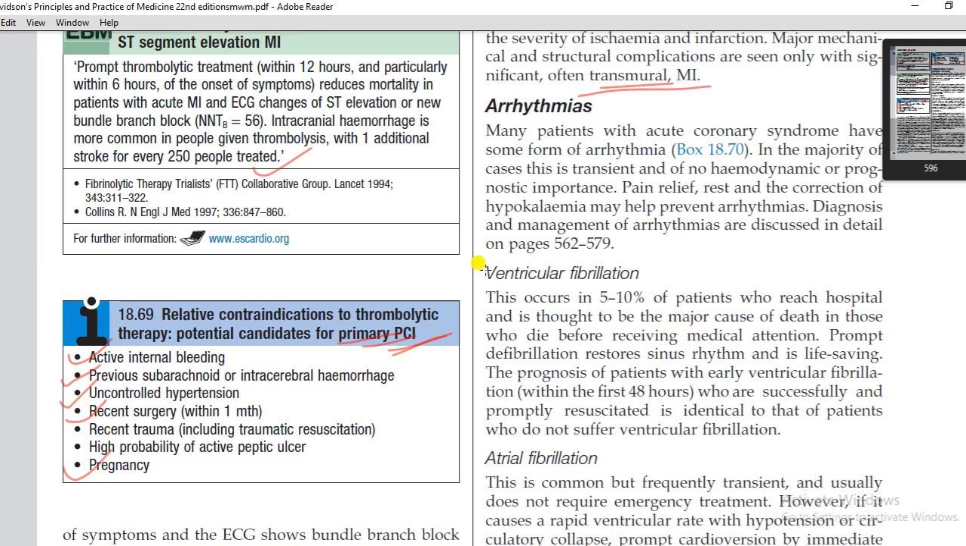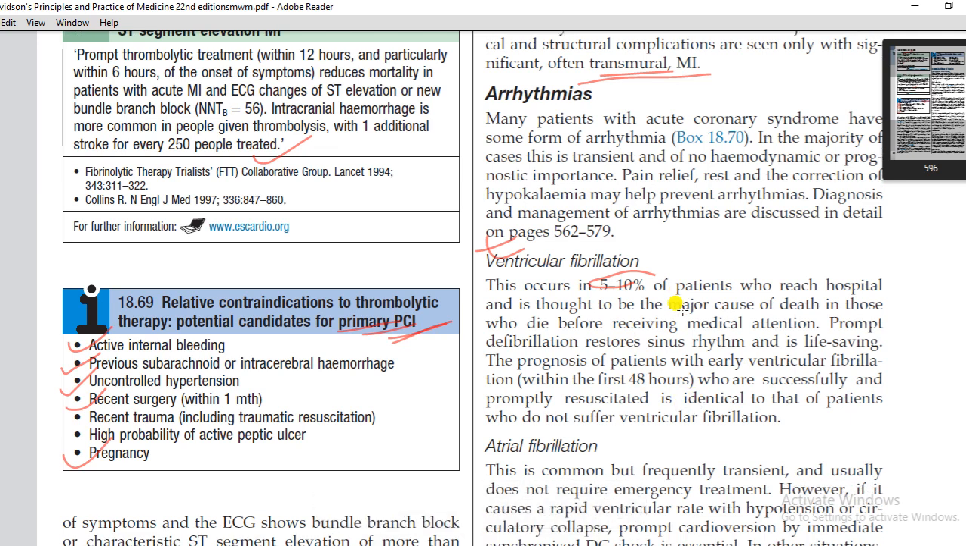Ventricular fibrillation is also one of the complications of acute coronary syndromes. This occurs in 5 to 10% of patients who reach hospital and is thought to be a major cause of death in those who die before receiving medical attention. Prompt defibrillation restores sinus rhythm and is life-saving. The prognosis of patients with early ventricular fibrillation within the first 48 hours who are successfully and promptly resuscitated is identical to that of patients who do not suffer ventricular fibrillation.